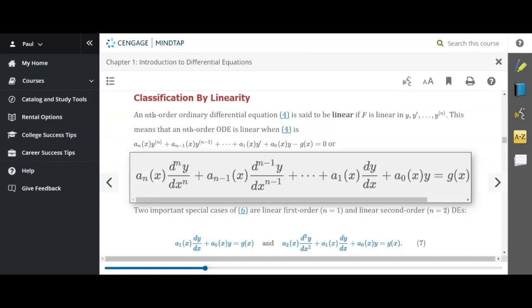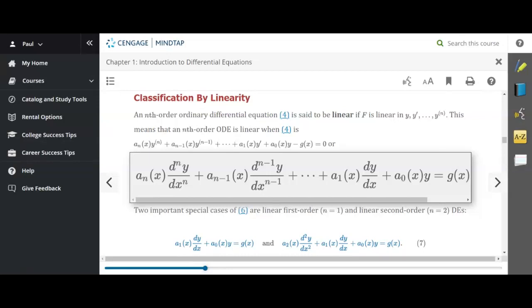Okay, and linearity. It is important to recognize when you have a linear differential equation. A linear differential equation is any differential equation that can be written in the highlighted form that you're seeing there from the ebook. You'll notice that this is an nth order differential equation, and y is a function of x. Okay, y is a function of x. So that is a linear differential equation.